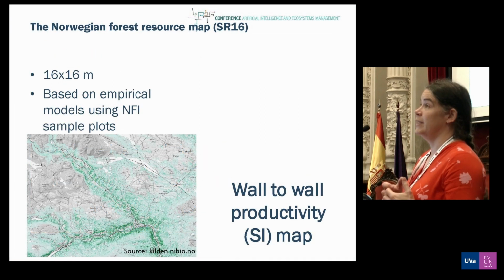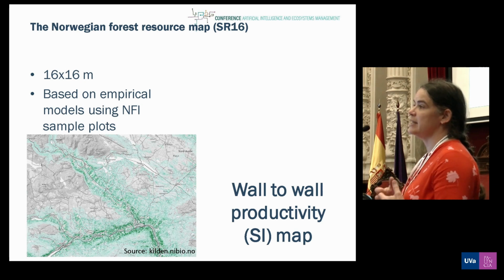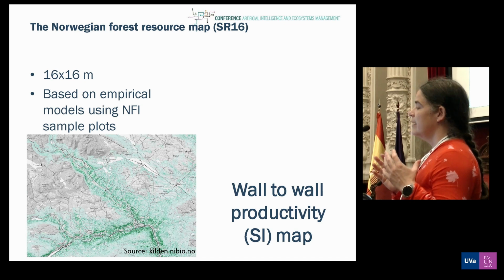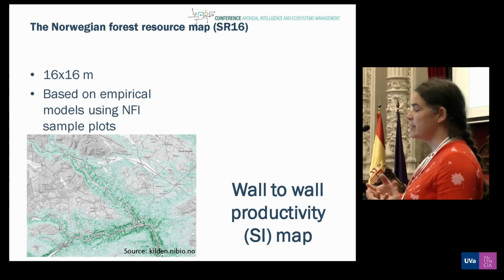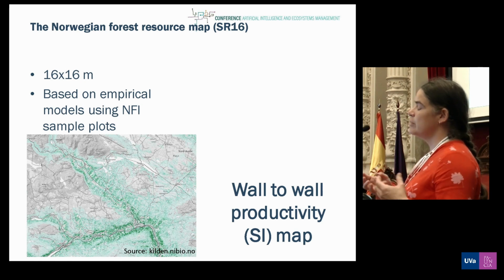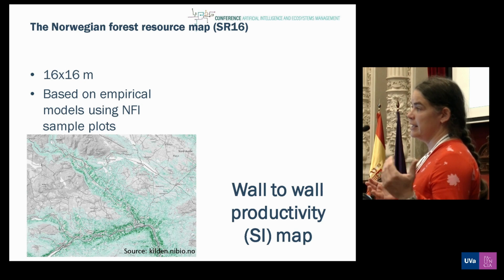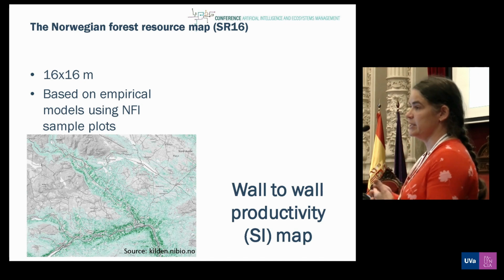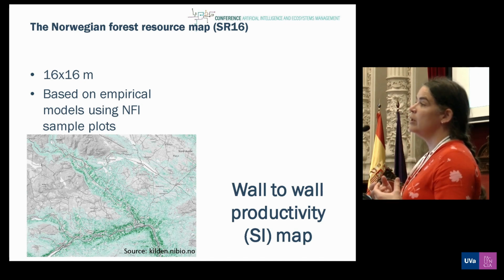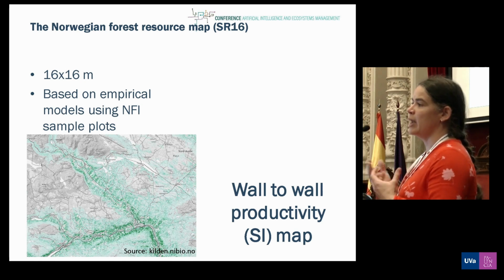For the last decade, we have been building in Norway a forest resource map. It's high resolution, it has a pixel size of 16 by 16 meter, and it has information about volume that you can find in the forest, about biomass. It's based on empirical models that use remotely sensed data like airborne laser scanning and the National Forest Inventory plots. Right, so we have information of what is right now in Norway in the forest. You have species, you have volume, but we don't know what's going to happen next, right? We cannot grow it. We don't know what's going to happen with this forest.